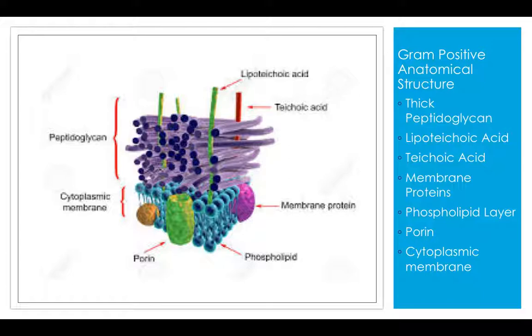So the next thing we have is a gram-positive cell and its anatomical structure. The main thing here to realize is there's a thick peptidoglycan layer, around 60 layers, and this causes some of the staining difference. Other things we have are lipoteichoic acid, teichoic acid, membrane proteins, your phospholipids. Your cytoplasmic membrane is a lot thinner, and there's only one in a gram-positive. And then you have things like your porin that allows for the free flow of molecules and different things like that.